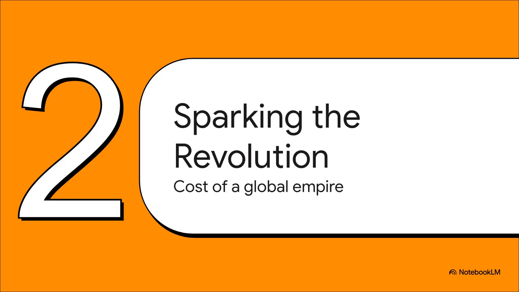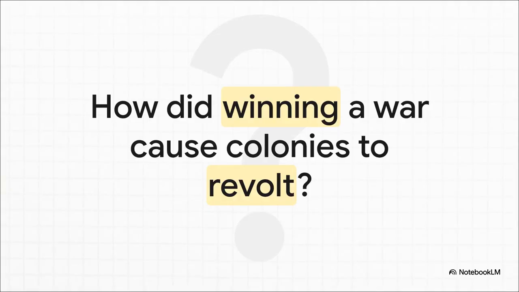Okay, moving on to part two, sparking the revolution. And this is really all about the massive cost of maintaining a global empire. Here's a really fascinating paradox for you. The British and the American colonists actually fought side by side to win the huge French and Indian War in 1763. So, how does winning a war directly cause those exact same colonies to turn around and revolt? Well, it basically comes down to one absolutely crippling problem: war debt.